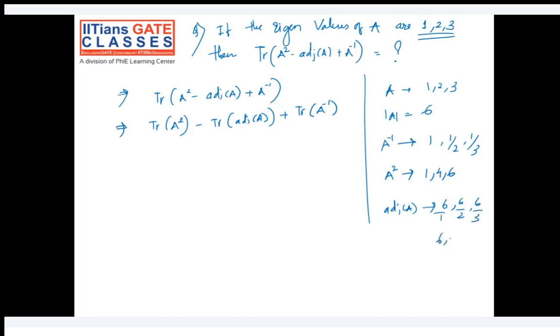Is it clear till this? How I have written the eigenvalues of A inverse, eigenvalues of A square, and eigenvalues of adjoint of A. And trace means sum of the eigenvalues. So I can write trace of A square is 1 + 4 + 9, minus trace of adjoint of A, which is 6 + 3 + 2, and trace of A inverse is 1 + 1/2 + 1/3. Right? So solve this equation.